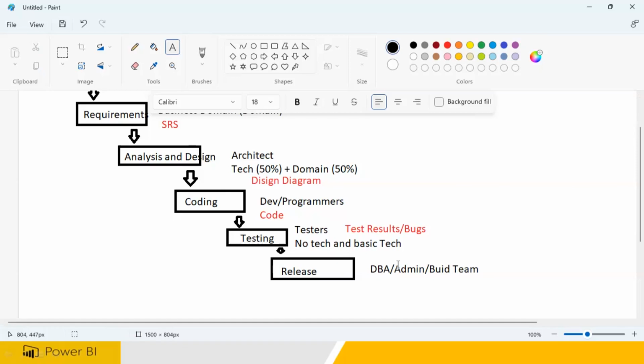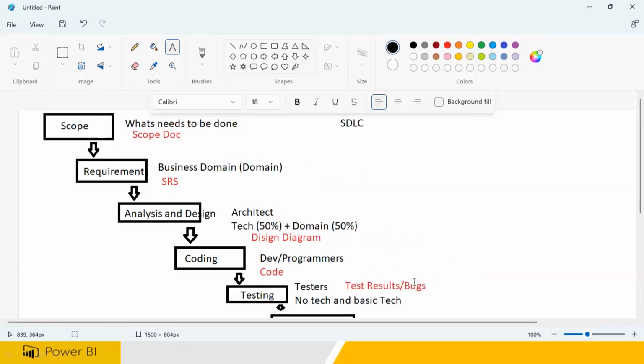So like that, release and everything will be done by one more team. That is the DBA admin build team. So that is how you need to understand. These are the phases of SDLC. Different phases need different people, right? Not only one guy, two guys. You have a team of people.